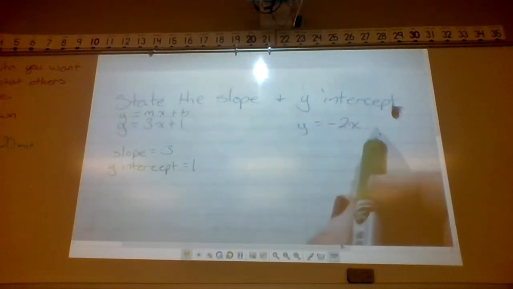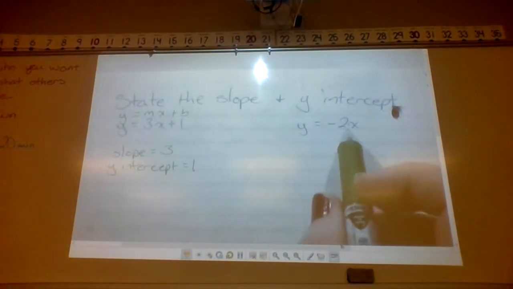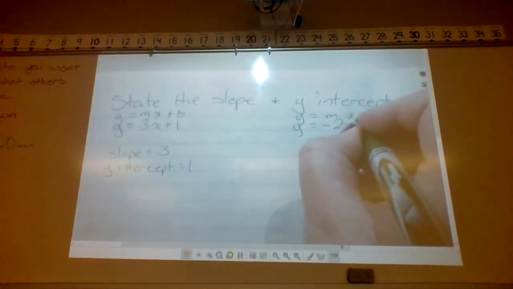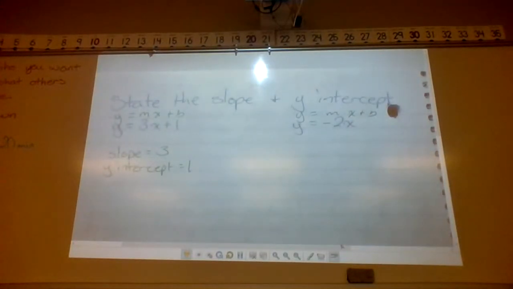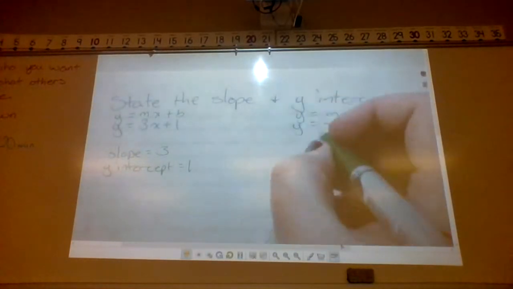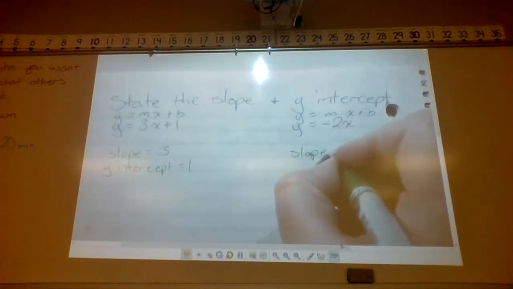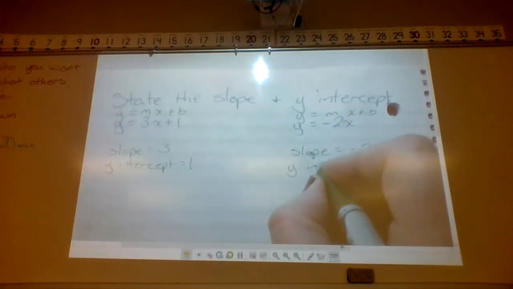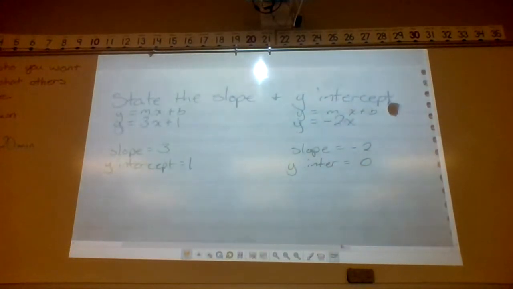Now on this one, what is being added? Nothing. What number represents nothing? 0. So we still have y equals mx plus b. Where's our slope? Where's the slope? M, which is -2. What about the y-intercept? +0. Why 0? Because there's nothing being added. Does that clarify it for you guys?